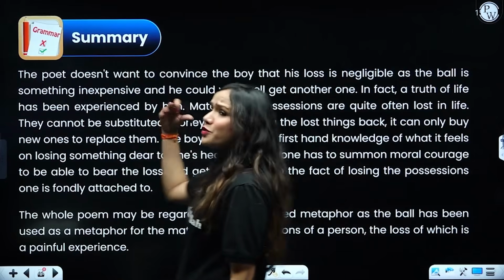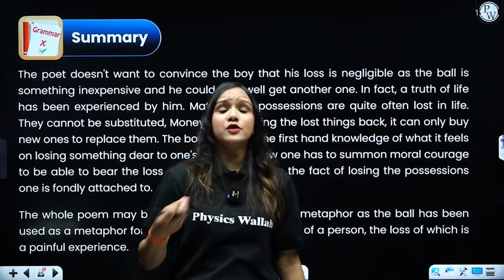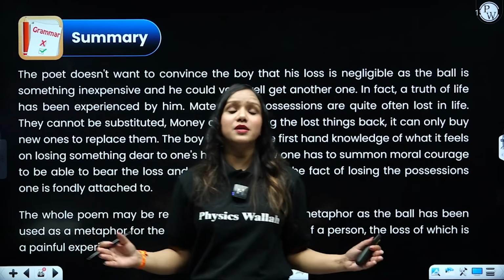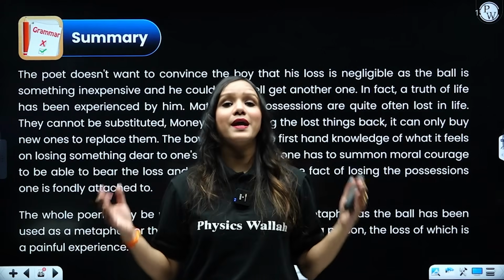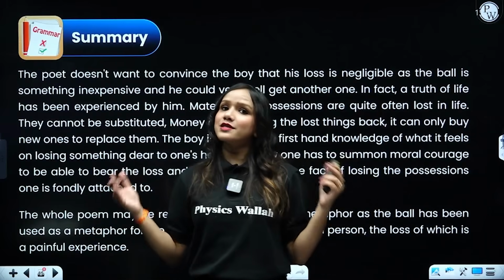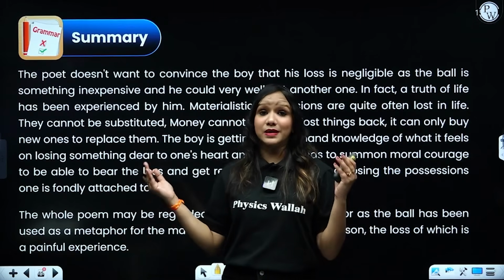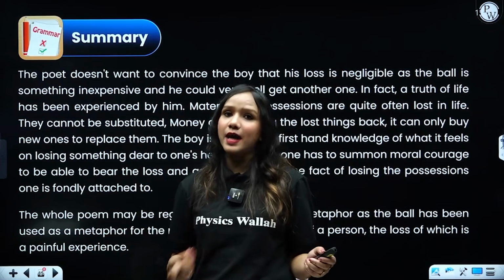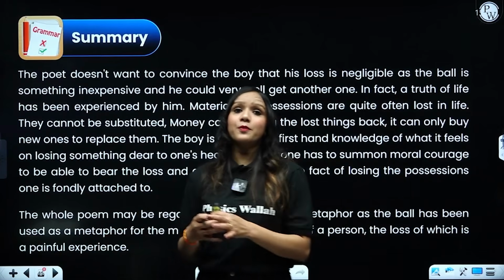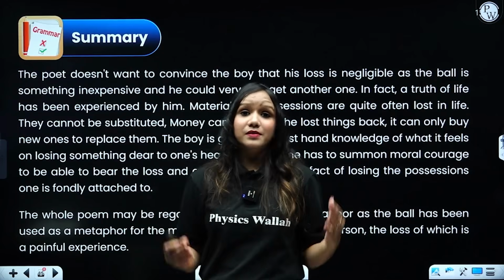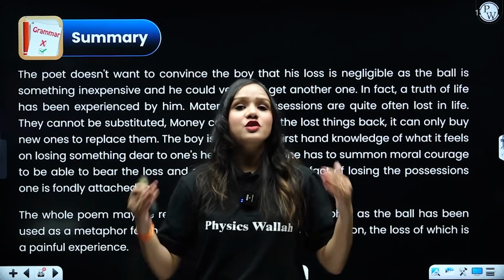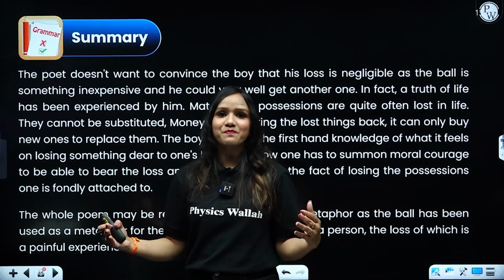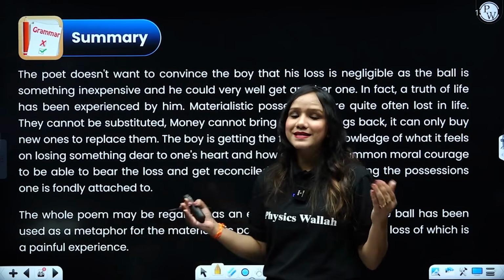Now, the poet doesn't want to convince the boy. He says, neither will I try to convince him, just because no amount of consolation could pacify the boy, because the ball has so many memories attached to it. He is not talking about just the materialistic thing that is the ball here, but so many childhood memories are attached to it. So the poet believes that money cannot buy happiness. There is no point in consoling or convincing this boy who is not going to get pacified, right? So what does this tell us?